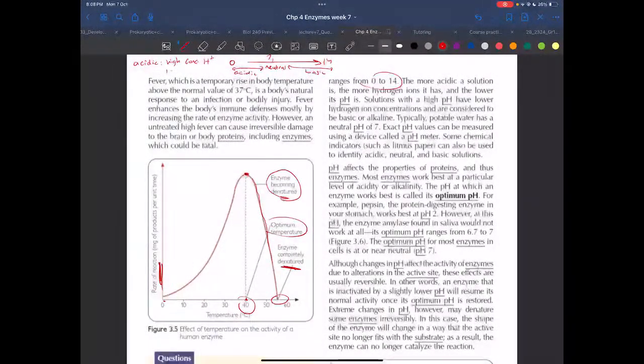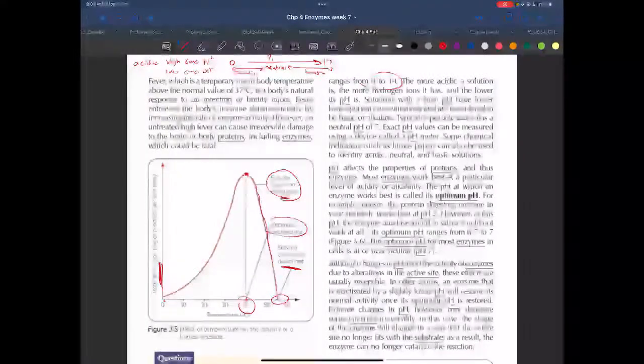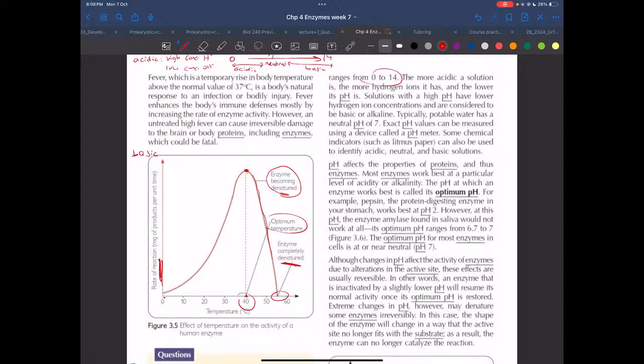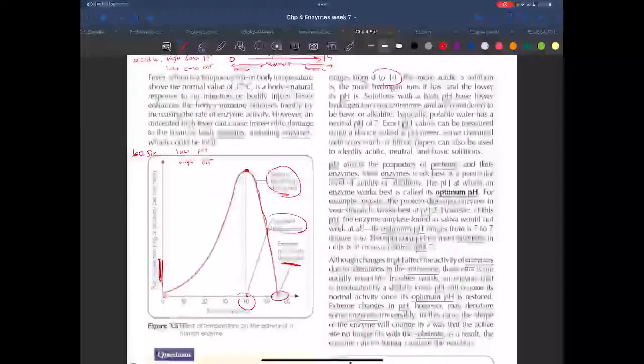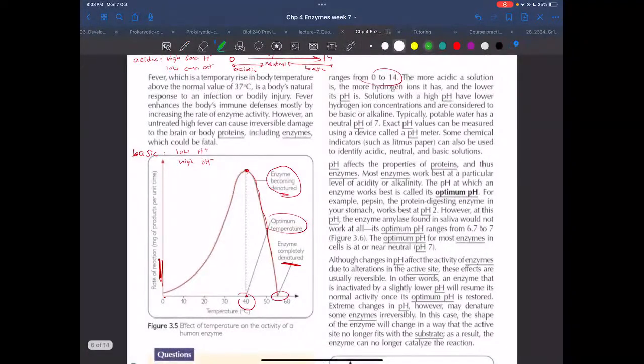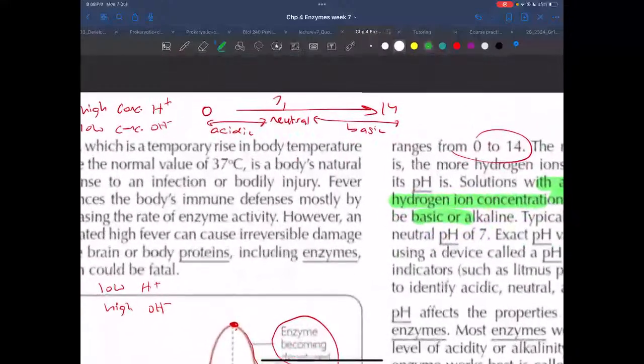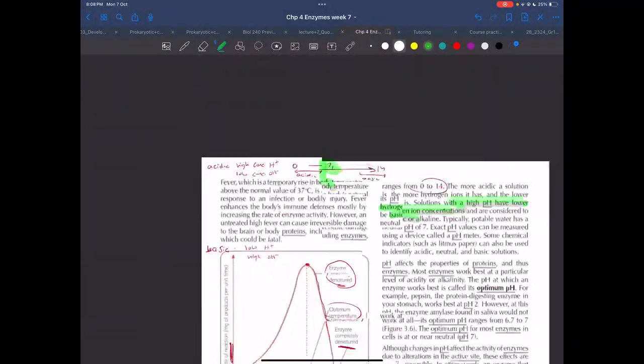Or we can say a low concentration of OH minus, hydroxide. And a solution is basic. When is a solution basic? If it has low H plus and high OH minus. Okay? So here, solutions with a high pH have a lower hydrogen ion concentration and are considered to be basic or alkaline. Typically, potable water has a neutral pH of 7. So as I told you here, 7 is neutral pH. Okay?